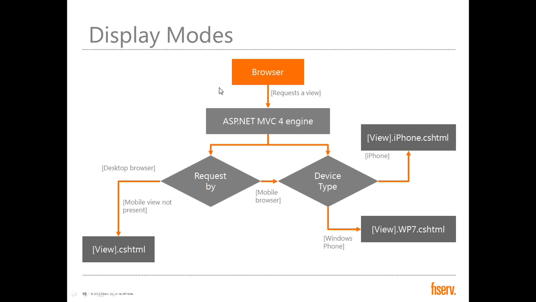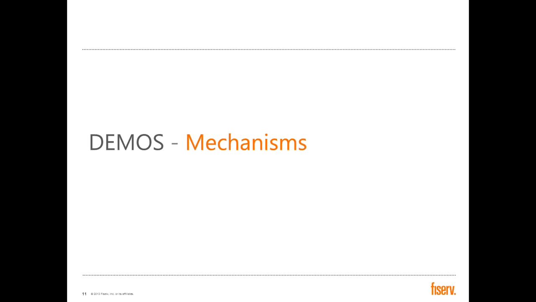So this diagram tells that if you have a browser requesting a view, and it's coming from an iPhone device, please render the view named view.iphone.cshtml. And if there is a request coming from a mobile browser on a Windows Phone 7 device, then please render a view which has the extension of view.wp7.cshtml. Okay, so let us see a very short demo on these mechanisms.